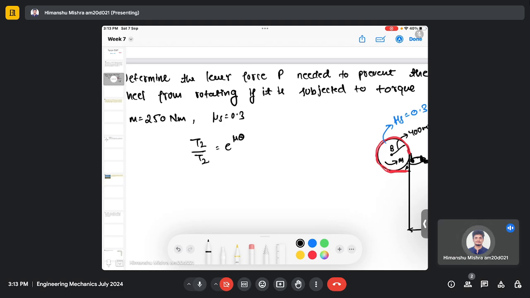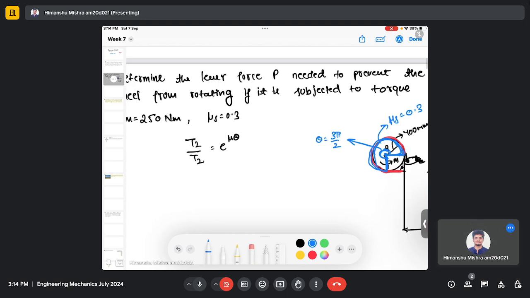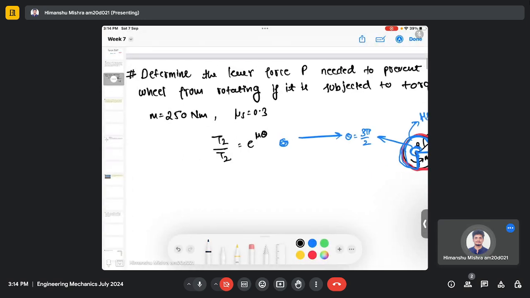Here mu is the static coefficient of friction and theta is the angle of spreading of this belt around the wheel. From the figure you can see the angle is this, which is 3 pi by 2. So theta is 3 pi by 2, because this is the contact length of the belt with the wheel, which I am showing in the blue color. So here theta is 3 pi by 2. Sorry, this should be 1.